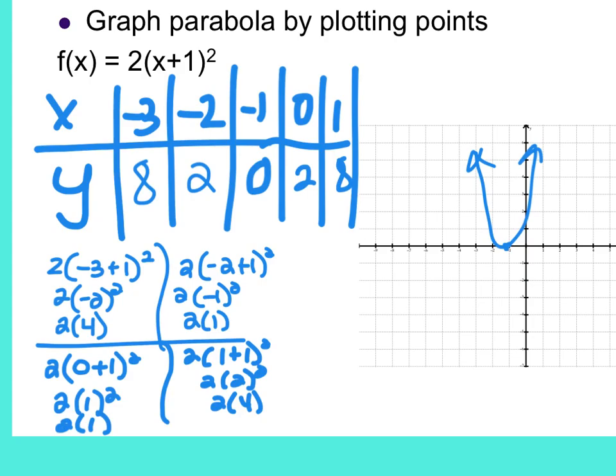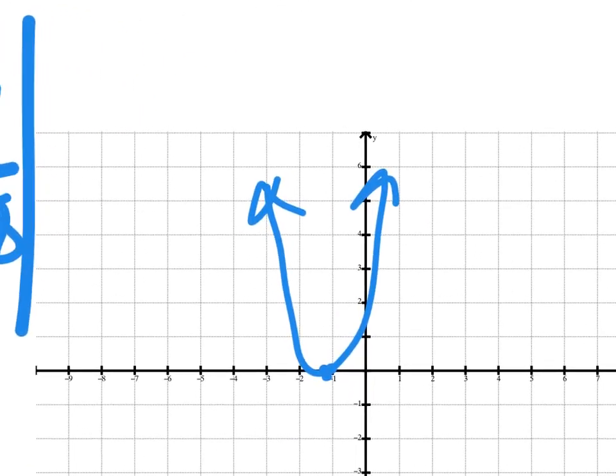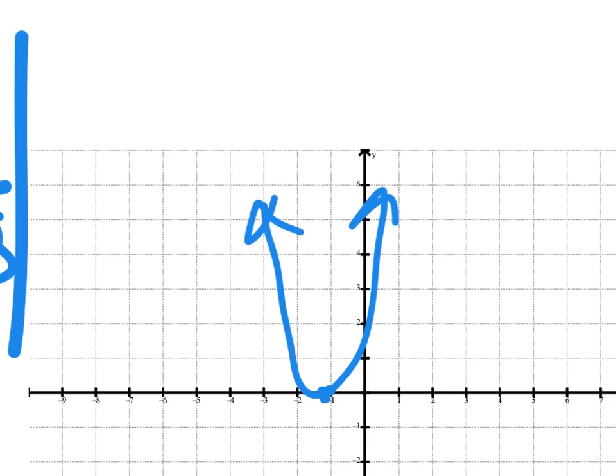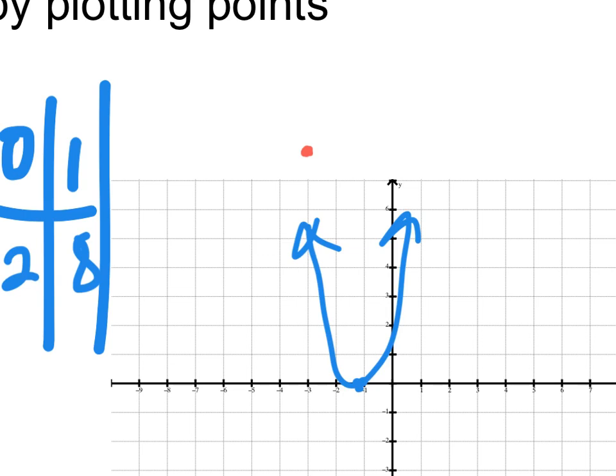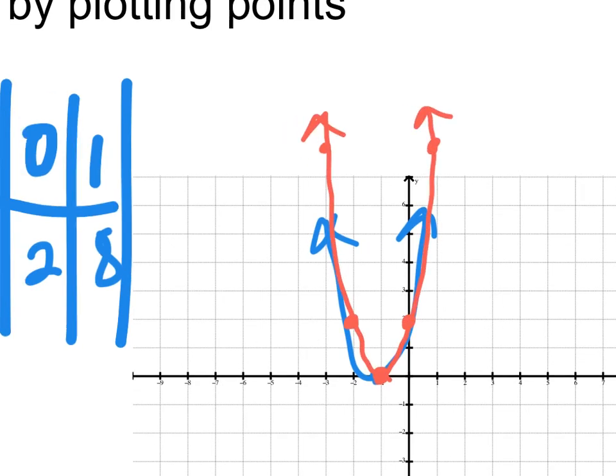So now I'm going to plot these points. So negative 3, 8. Say this is 8 up here. Negative 2, 2. Negative 1, 0. 0, 2. And 1, 8. So we were pretty close in our approximation, okay?